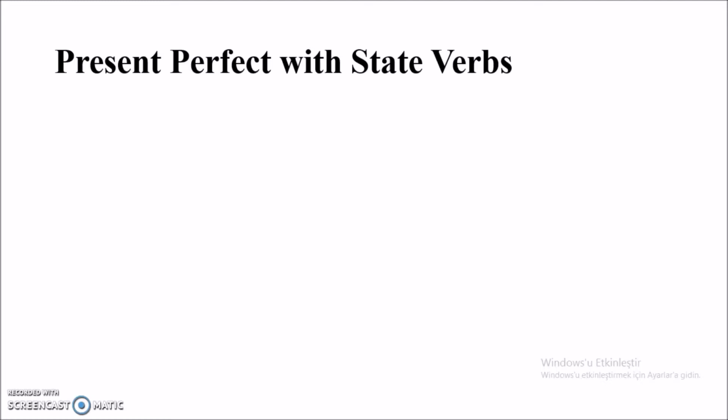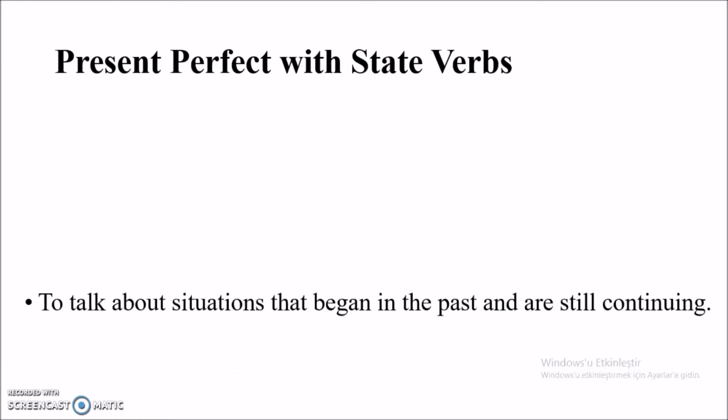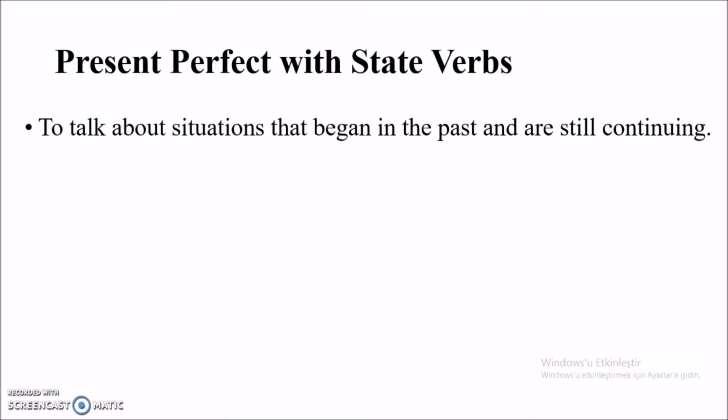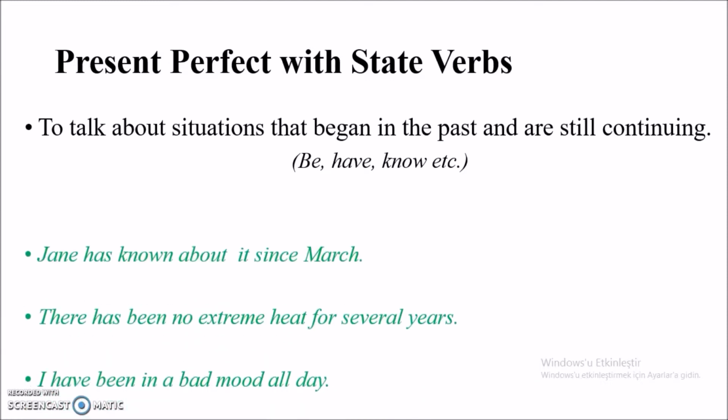How do we use present perfect tense with state verbs? If you are talking about situations that began in the past and are still continuing, you can use present perfect tense. With state verbs, we mean verbs like be, have, or know. So if you look at those sentences, Jane has known about it since March, or there has been no extreme heat for several years. So our main verbs are state verbs, and we use them with since and for in our sample sentences.